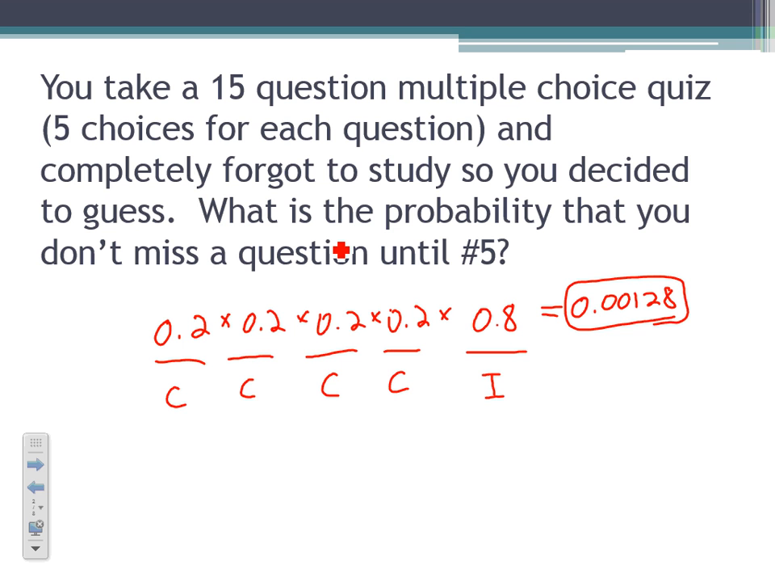A geometric distribution is very similar to a binomial. We're going to have the same characteristics. We're going to have only 2 outcomes. We're going to have a fixed number of trials, and we're going to have independent events. But what we're interested in is when the first success happens. So let's summarize that on a slide here.